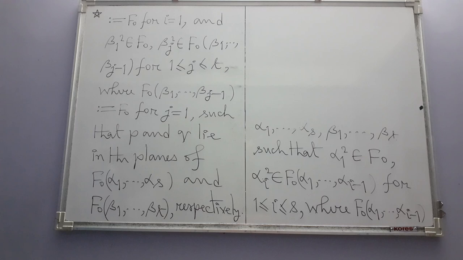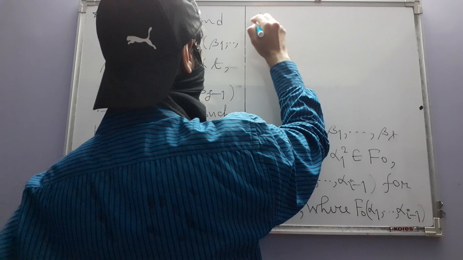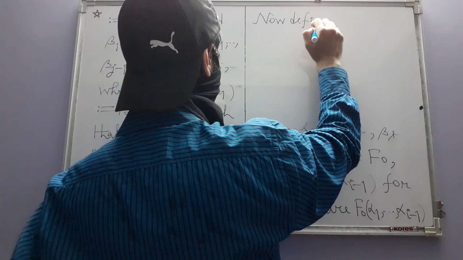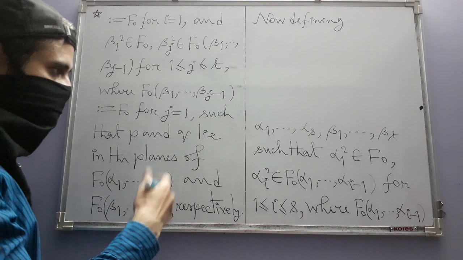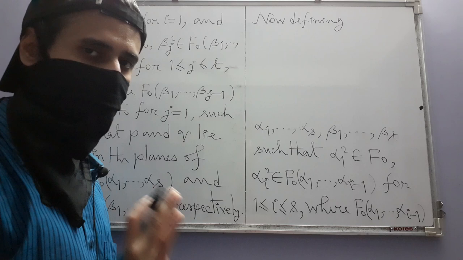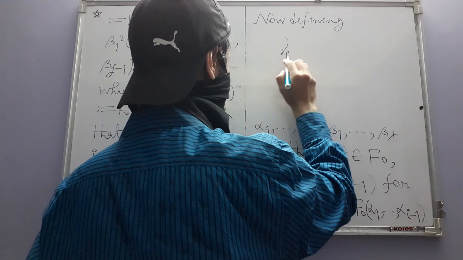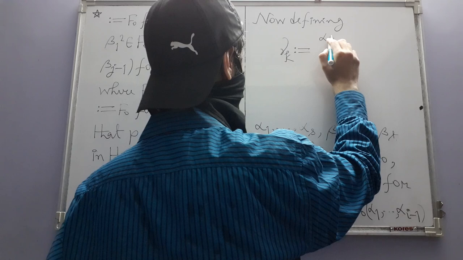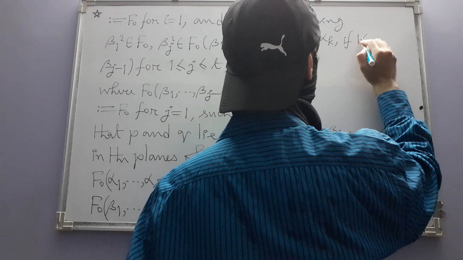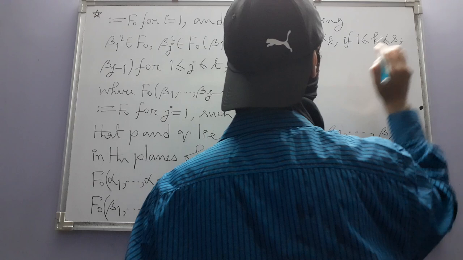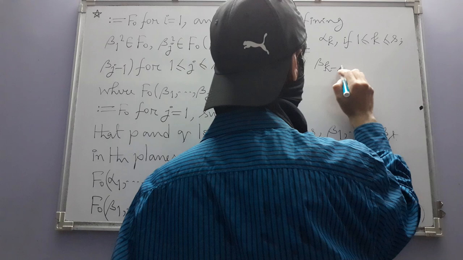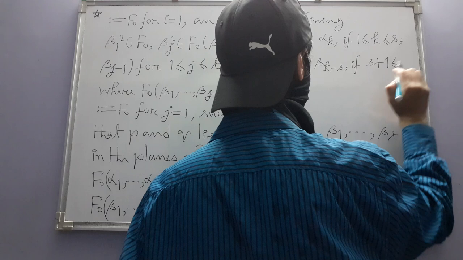Now, we are going to define some other real numbers which are going to be the alphas and betas, but in a systematic manner. Now, defining gamma k to be equal to alpha k if k lies between 1 and s, and equal to beta k minus s if k lies between s plus 1 and s plus t.